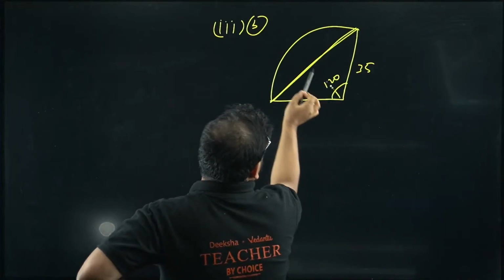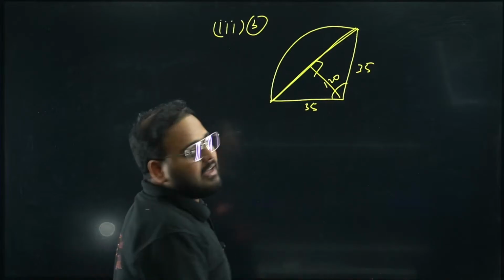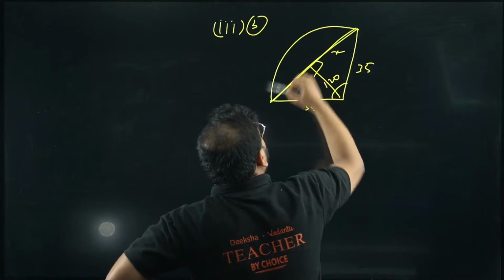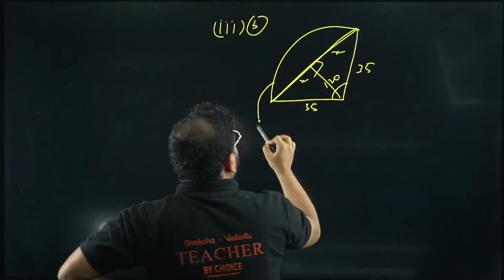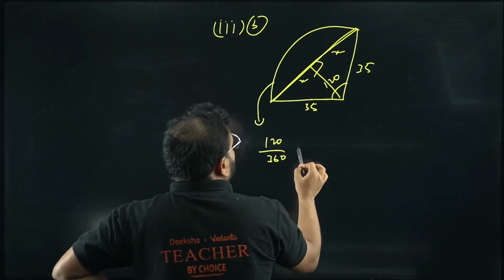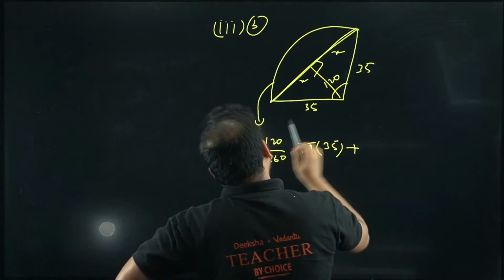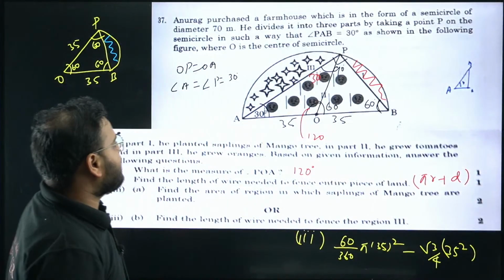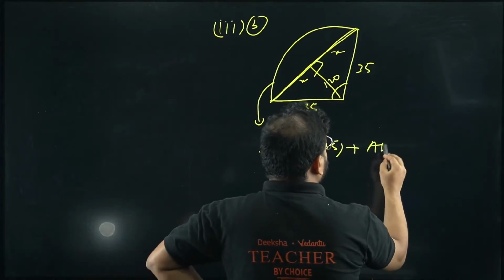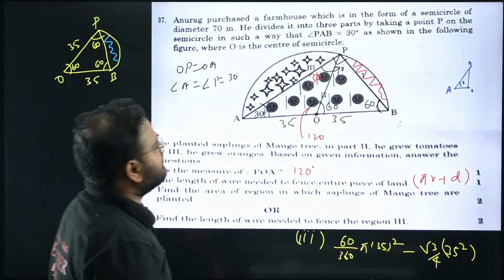I can drop a perpendicular from here and find this value, using the angles. Once you get this value as x, for the arc length you can use this formula, 120 by 360, and you have to write 2 pi, again r will be 35, plus this length. What is this length? Given as AP. Please check.